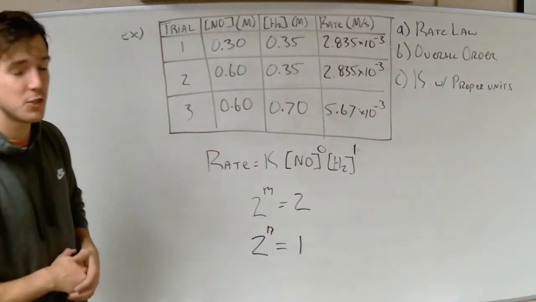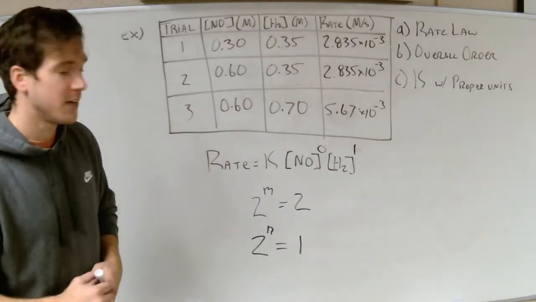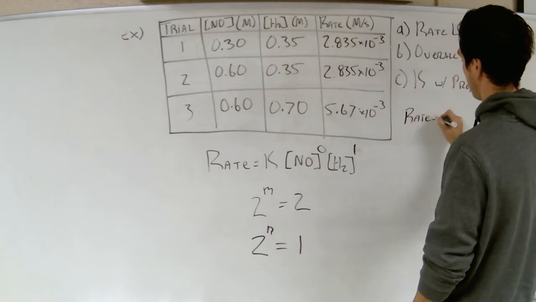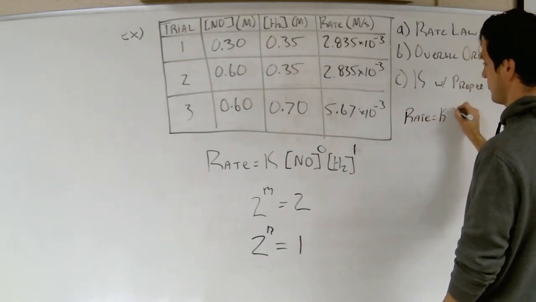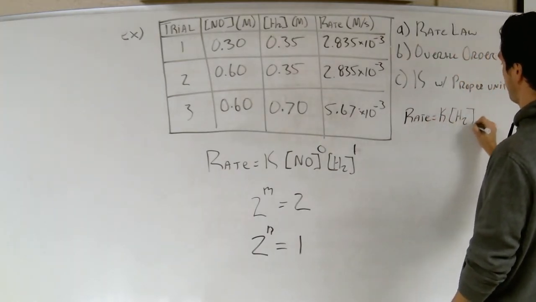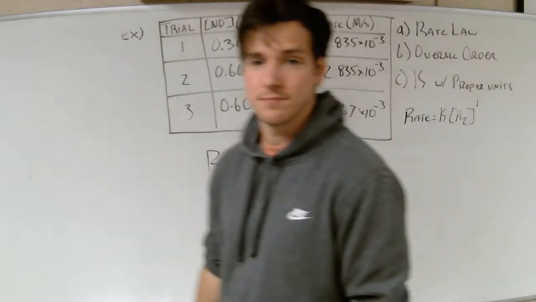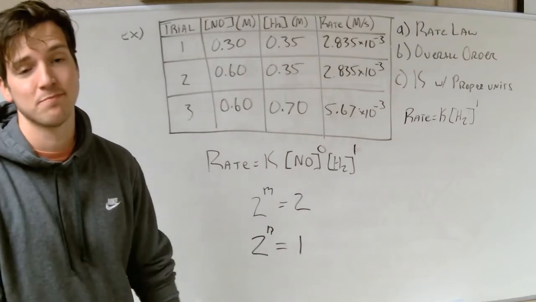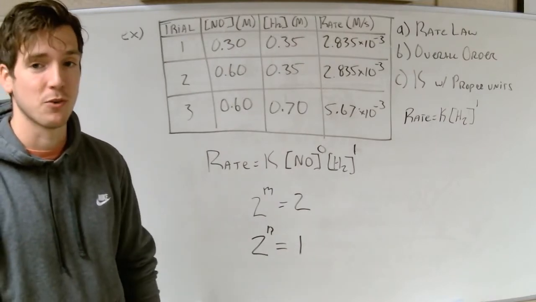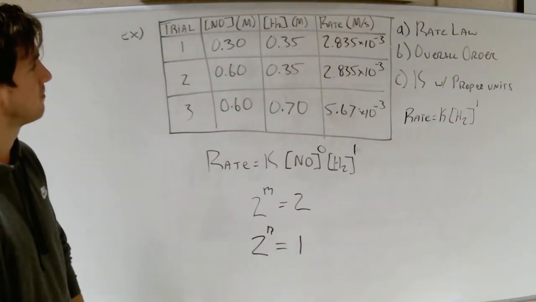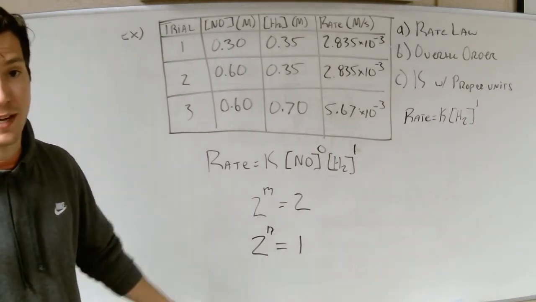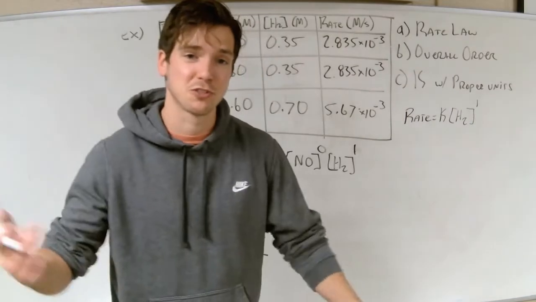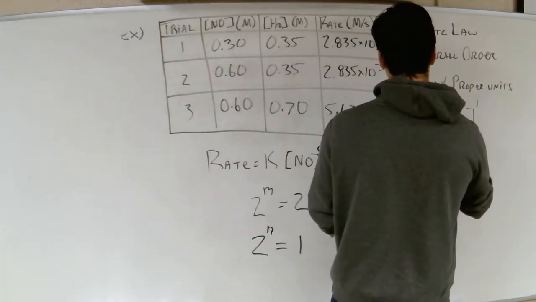So if we are going to write our rate law here, we are just going to make it rate equals K H2 to the 1, right? NO to the 0 is just 1, so it doesn't affect the rate whatsoever. So that is our rate law. Overall order, we add up all our exponents. Our overall order is just 1, so it's just first order overall.